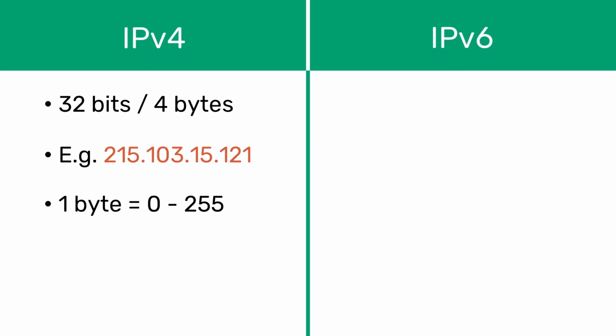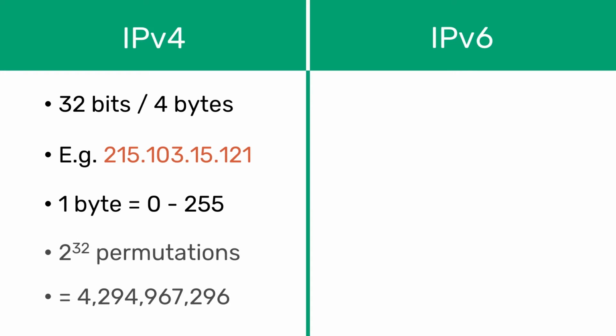Overall, using 32 bits per address, you have a total of 2 to the power of 32 permutations, since you're using base 2 and have 32 numbers to play with. In case you don't know, permutation is the same as combination, except the order matters. An IP address with the same numbers in a different order is a different IP address. So anyway, using IP version 4, you can have roughly 4.3 billion devices with unique IP addresses at one time.